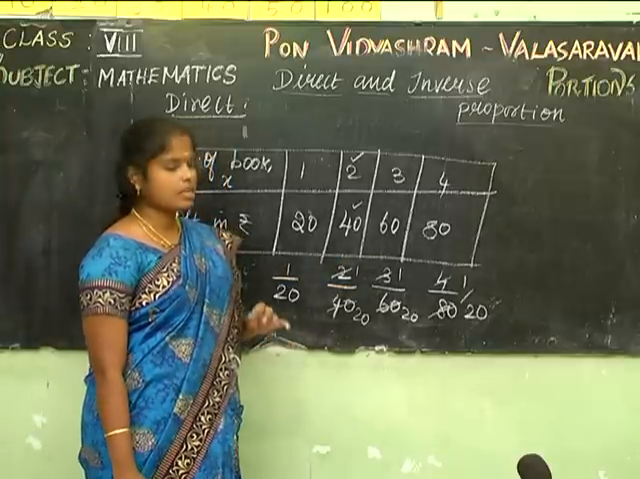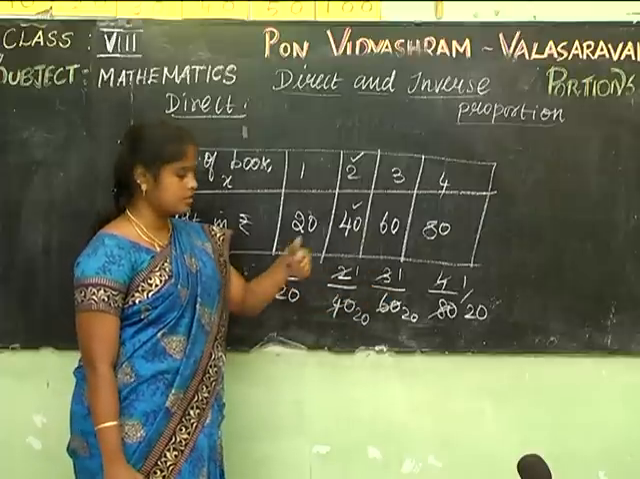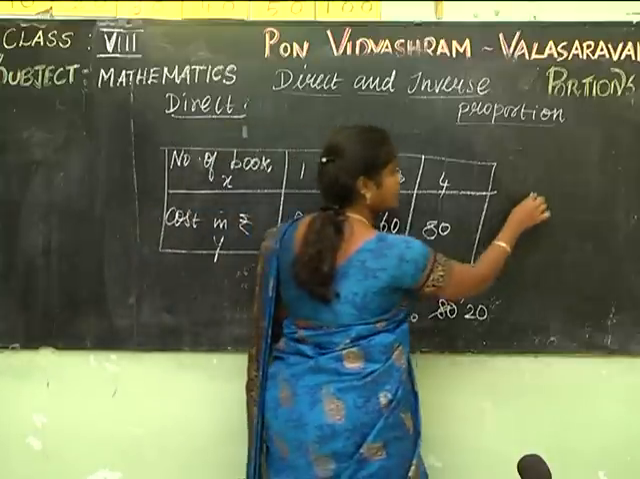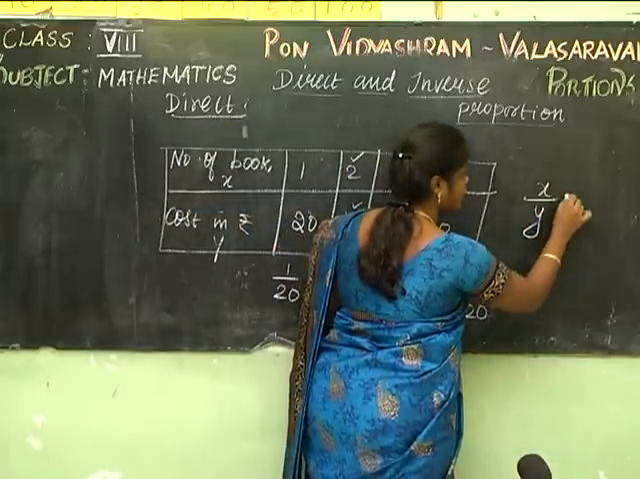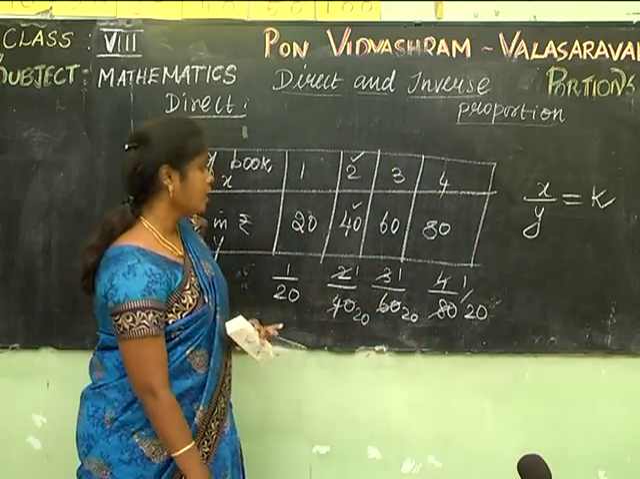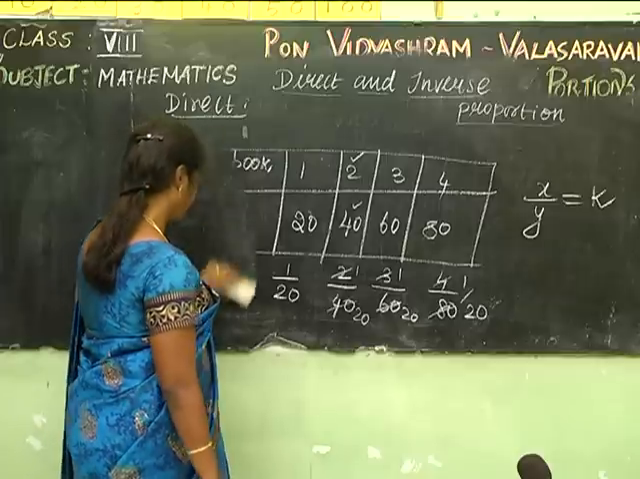If two quantities x and y vary, the ratio of the two quantities remains constant. This type of variation is called direct variation. In direct variation, the ratio of x and y is constant, equal to k. So let us see an example related to direct variation.